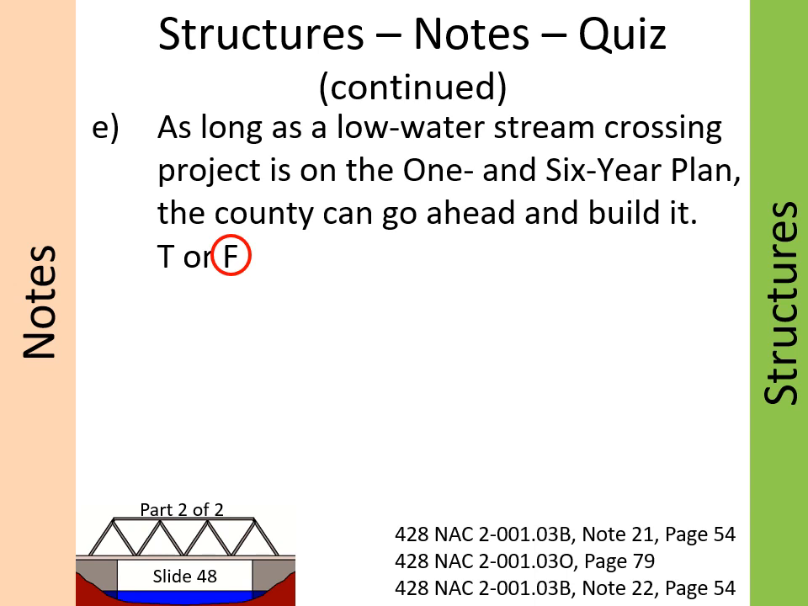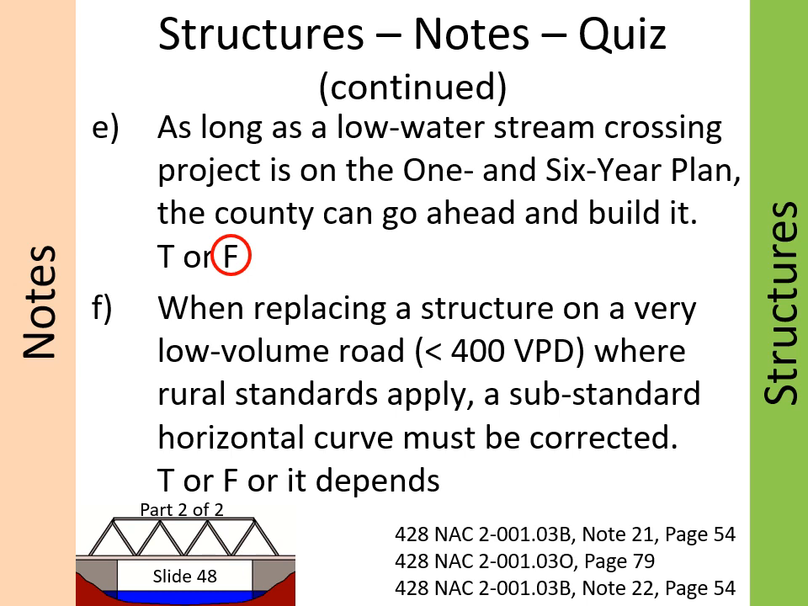Question F. When replacing a structure on a very low volume road, less than 400 vehicles per day, where rural area standards apply, a substandard horizontal curve must be corrected. True or false? The answer is, it depends. Note 22 would require the curve to be brought up to standards only if there is a significant crash history related to or caused by the deficient horizontal curve, and a cost-effective analysis indicated that user benefits are greater than the cost of correcting the curve.